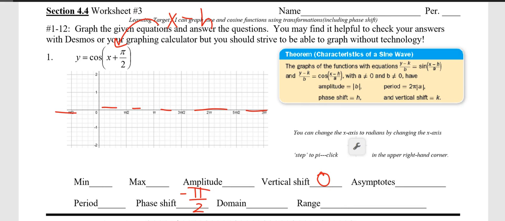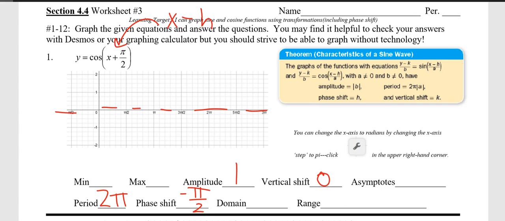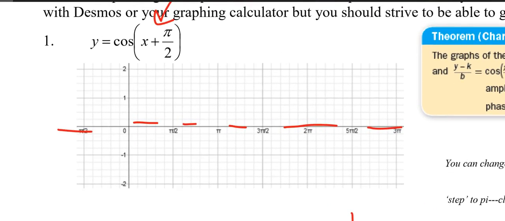Anything going on with the amplitude and period? Nope. Same old, same old. 1 for the amplitude, 2 pi for the period, because it's a cosine function. Now, where is HK? 0. Isn't it over here? That's HK, right? Negative pi over 2 comma 0.